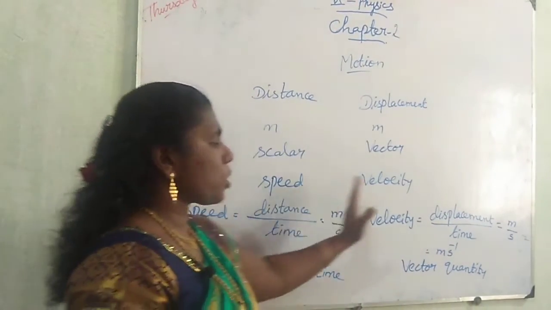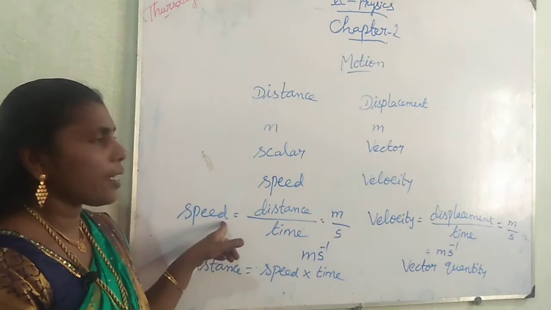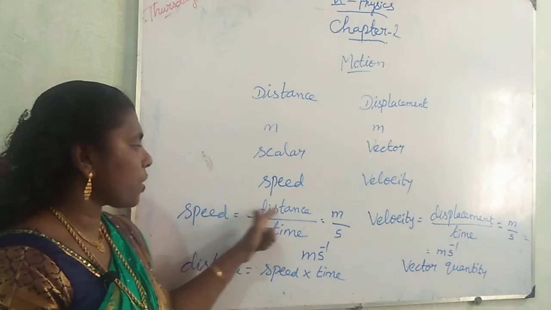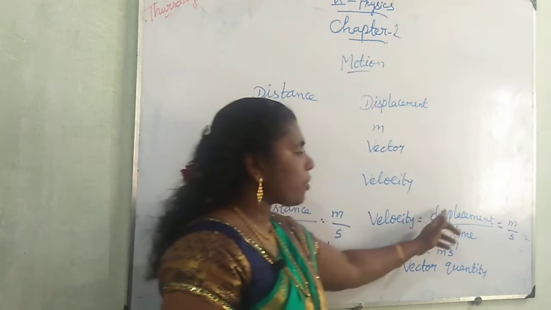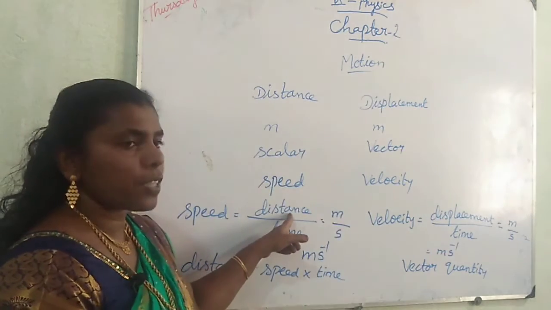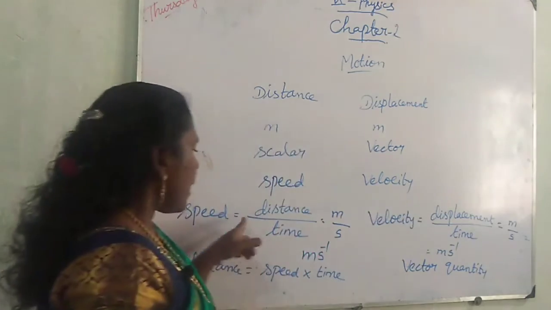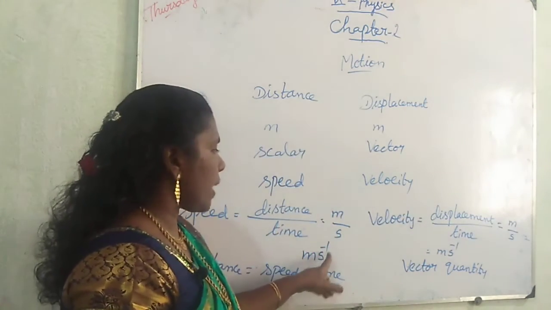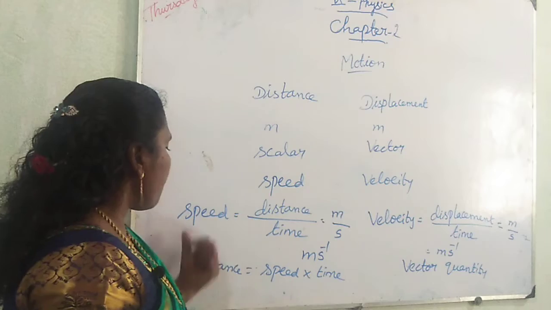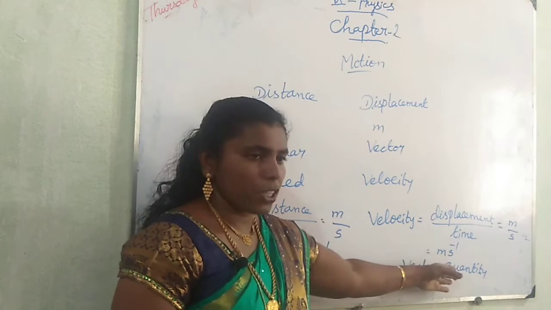Now what is the difference between the speed and velocity? If the question is asked, you have to answer. The rate of change of distance is called speed. The rate of change of displacement is called velocity. The unit of speed is meter second power minus 1. The unit of velocity is meter second power minus 1. The speed is a scalar quantity and the velocity is a vector quantity.